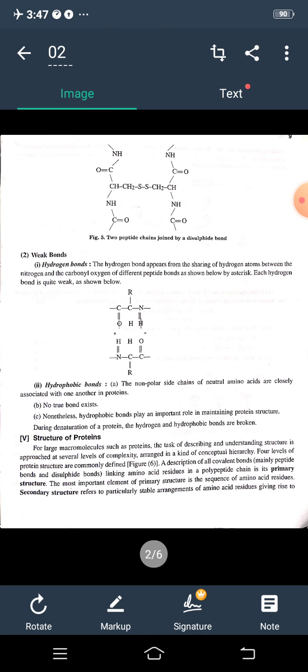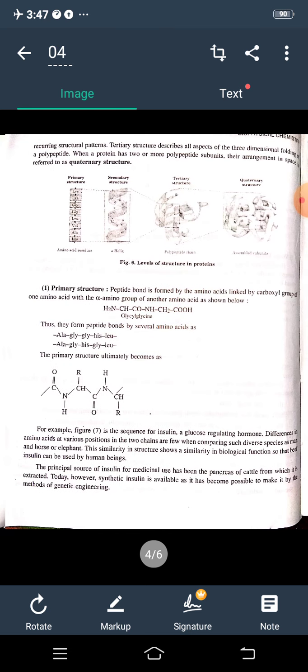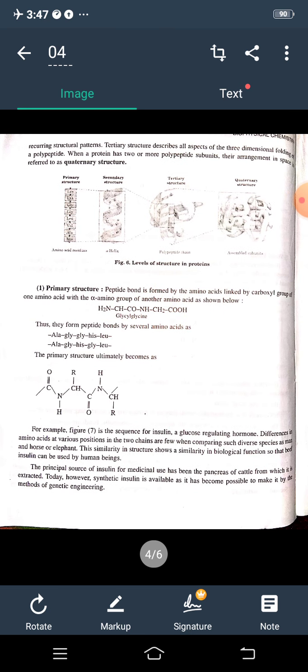Secondary structure refers to particularly stable arrangements of amino acid residues that give rise to recurring structural patterns. Tertiary structure describes all the aspects of three-dimensional folding of a polypeptide. When a protein has two or more polypeptide subunits, their arrangement in space is referred to as quaternary structure.